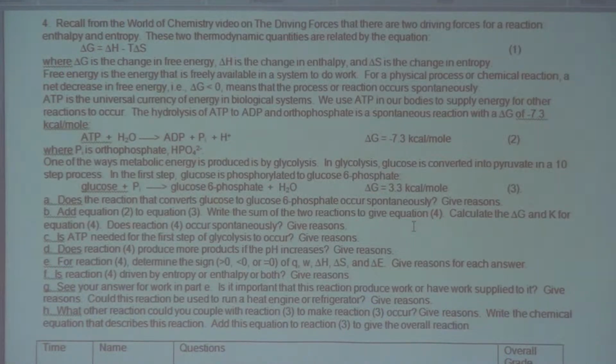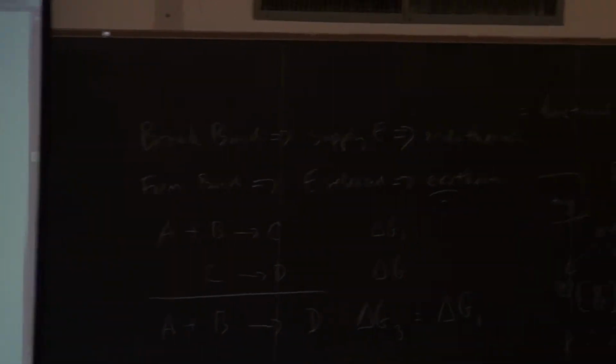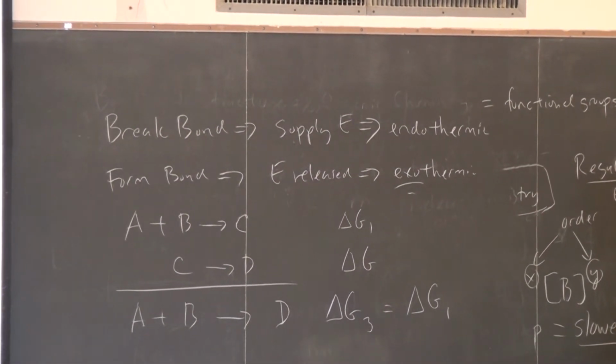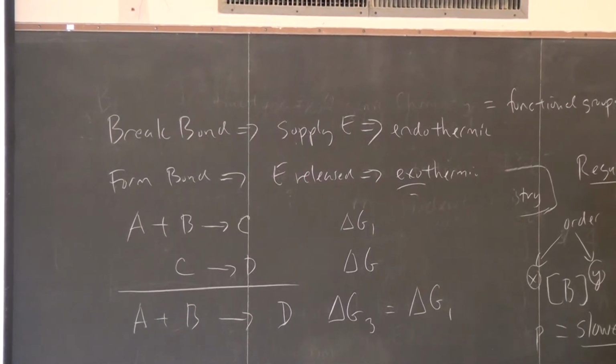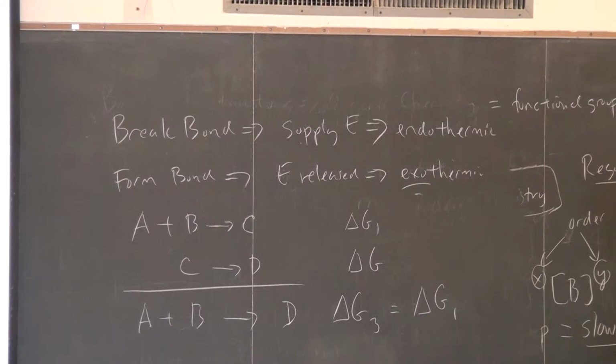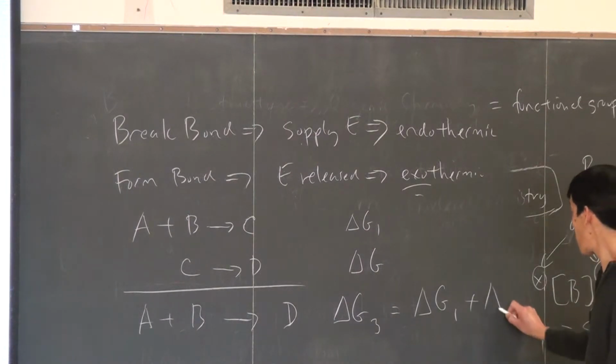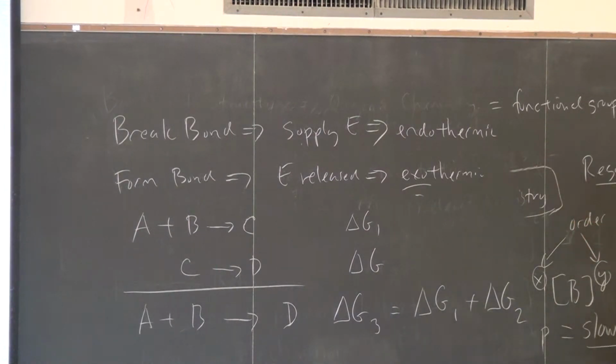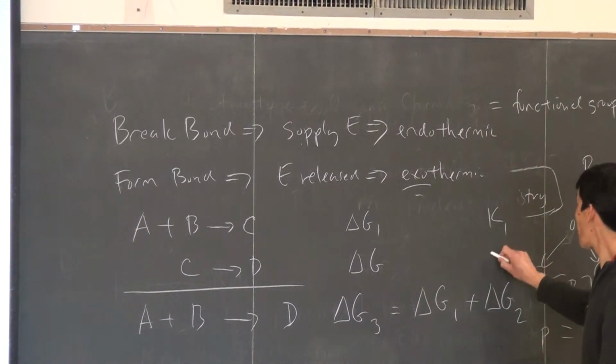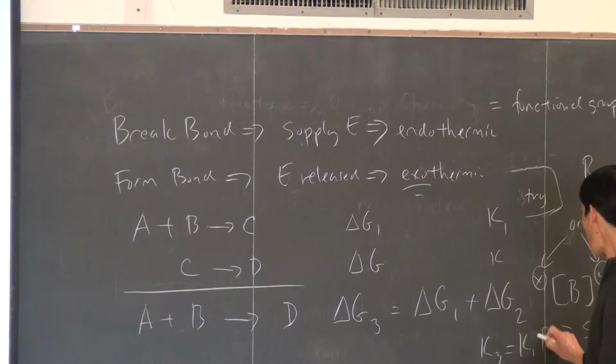New equation. How do you calculate that one? Okay, so if you call this delta G1 and you call this delta G2, how is delta G3 related to delta G1 and 2? So this is going to be equal to delta G1 plus delta G2. Now, if you're looking at KEQ, if you look at K1 and K2, then K3 is equal to K1 times K2.